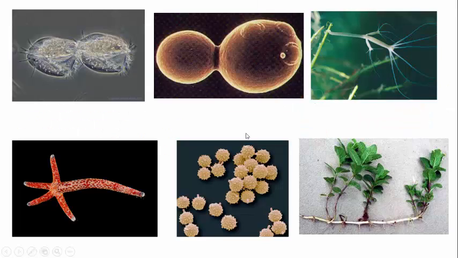Okay, so now we know all 5 types of asexual reproduction. We know about binary fission. We know that bacteria often will go through binary fission because they're simple organisms. We know about fragmentation, which is what the hydra and the starfish will go through. We know about budding, which is what yeast will go through, and many other microorganisms.